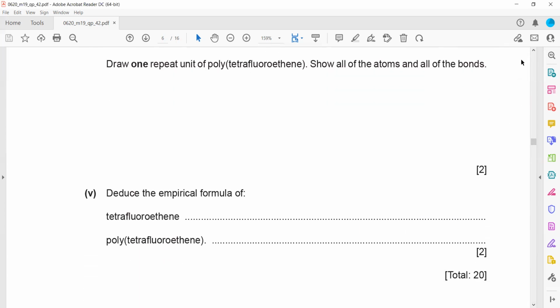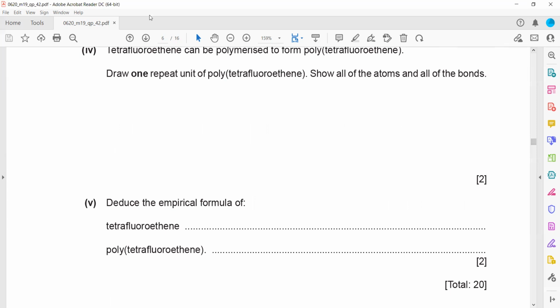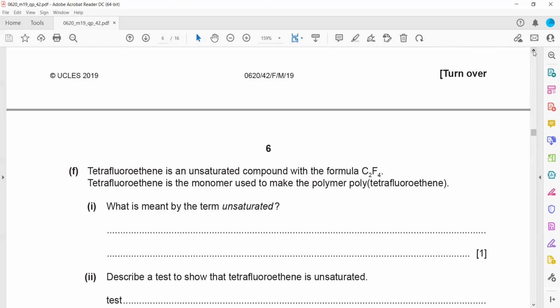Deduce the empirical formula. Remember, the molecular formula is given here. The molecular formula for tetrafluoroethene was given in the question. It was C2F4. So what will the empirical formula be? If this is the molecular formula, the ratio between 2 and 4 is 1:2. So it will be CF2. So that is the empirical formula.